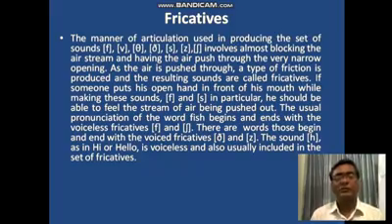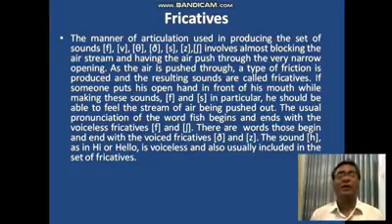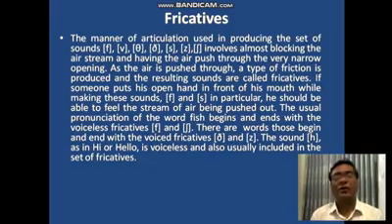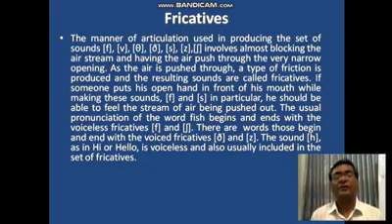As the air is pushed through, a type of friction is produced and the resulting sounds are called fricatives. If someone puts his open hand in front of his mouth while making these sounds for "f" and "s" in particular, he should be able to feel the stream of air being pushed out. The usual pronunciation of the word fish begins and ends with the voiceless fricatives "f" and "sh".